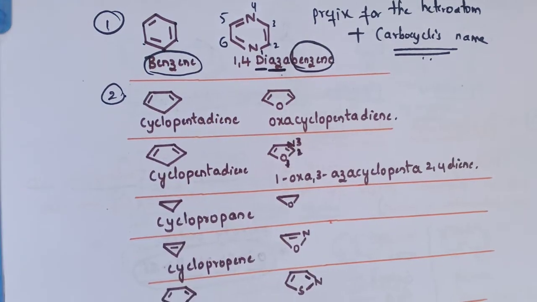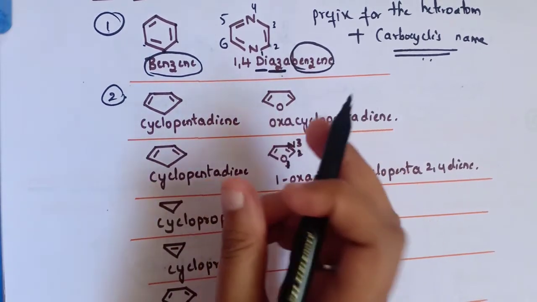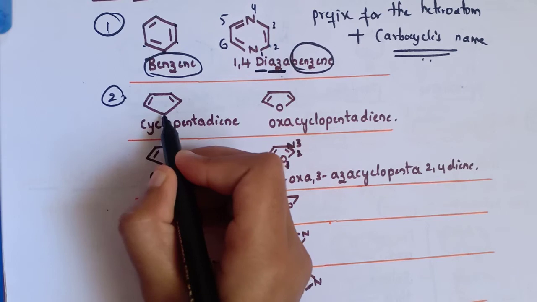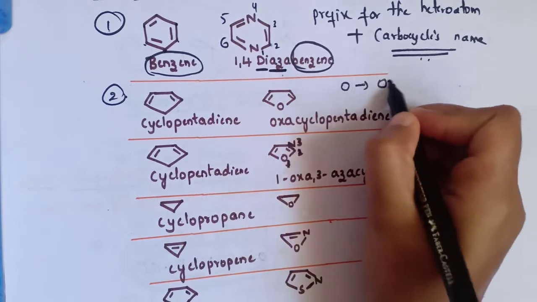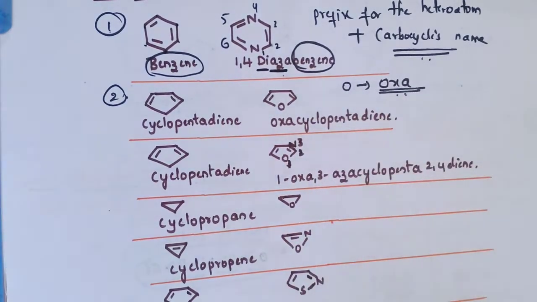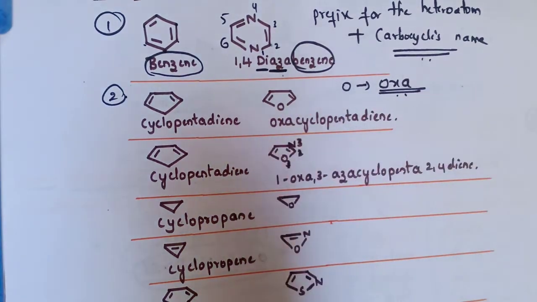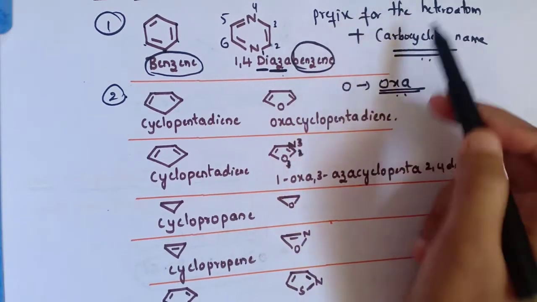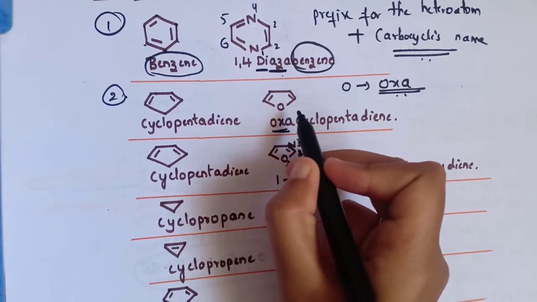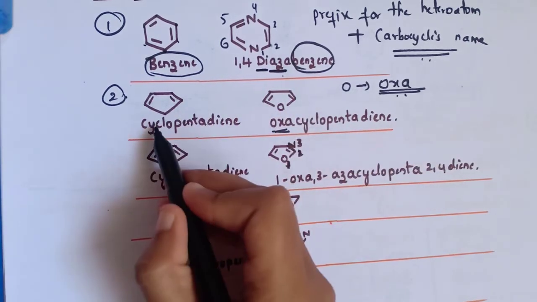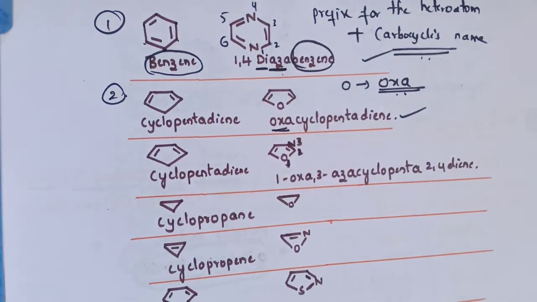Now coming to the second example, we already know that it is cyclopentadiene. This structure is cyclopentadiene when one of the carbons is replaced by oxygen. We know that oxygen is called oxa in heterocyclic nomenclature. First, we should use the prefixes for the heteroatoms. Here the prefix for the heteroatom is oxa, because oxygen is present. Next, the carbocycle's name is cyclopentadiene. Now this is done, and now the third one.